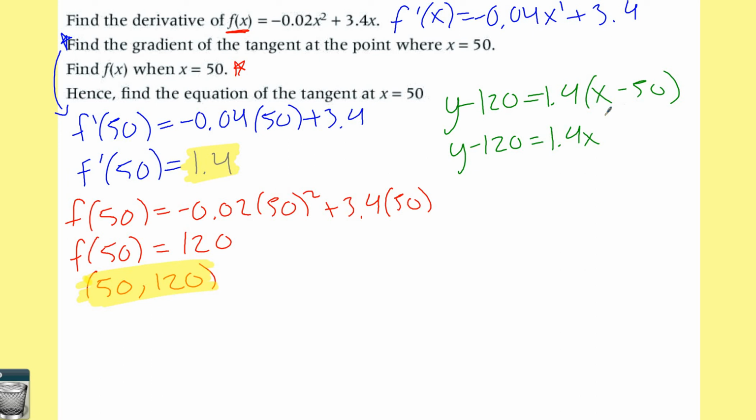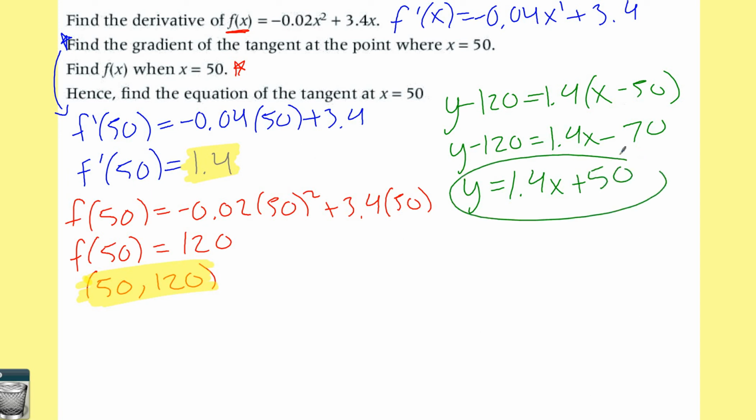So the equation ends up being, what is that? 1.4 times 50, 70. Okay, so we get y equals 1.4x minus 70, well, we've got to add the 120, so it's going to be plus 50. So that's your equation of the tangent line. That's how you find a tangent line: find the slope at that point, find the x and the y at that point, and plug it into point slope formula.